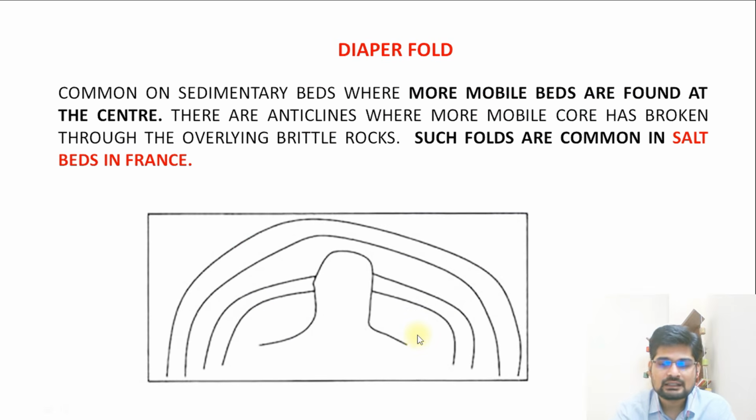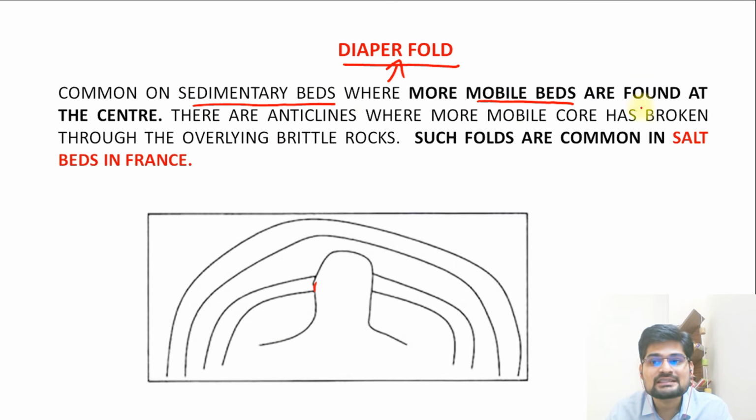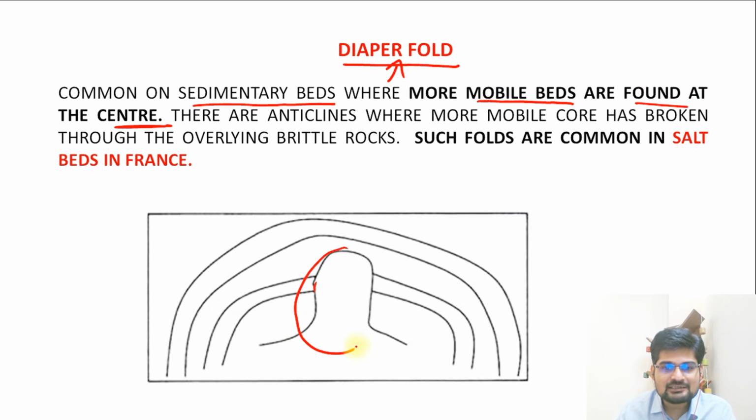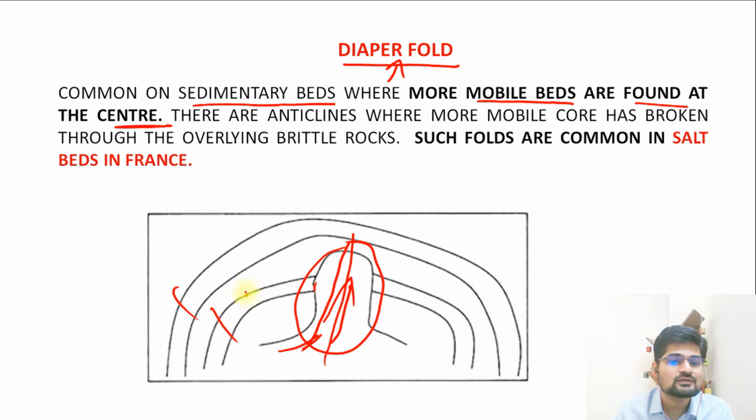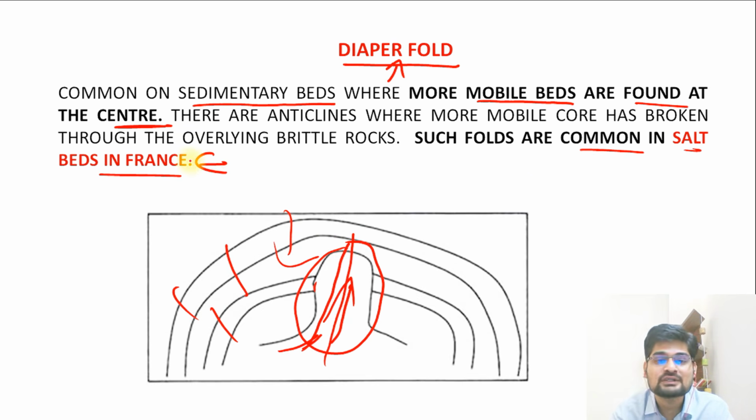Then what we have is very interesting, diapir fold. If you know how a diaper looks, it is very similar to this. What happens? Common on sedimentary beds where more mobile beds are found at the center. This is the central part where this bed is more mobile, so it has moved up more than these upper layers. That is important. Such folds are very common in salt beds in France. So remember, diapir folds are found in salt beds in France.